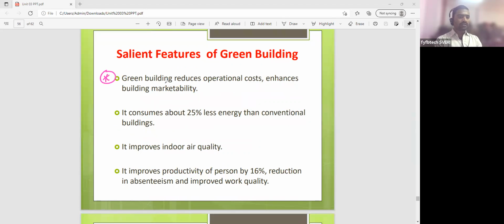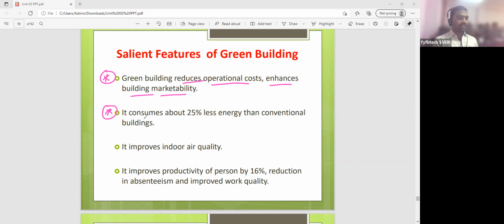First one is green building reduces operational cost, enhances building marketability. Yes, once you have constructed your building, it should not take a maximum number of operating costs. Now look, I am taking one bike. After purchasing the bike, there is an operating cost, so that cost should not be maximum, that should be as minimum as possible. That is your first characteristic. Green building reduces the operational cost and enhances the building marketability.